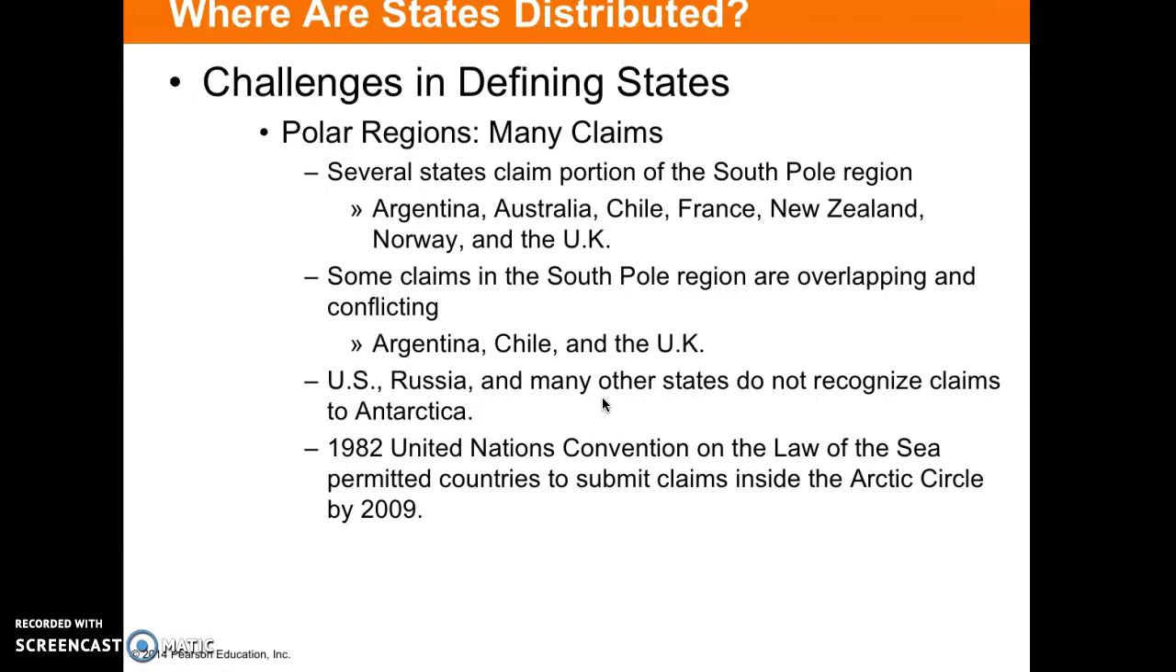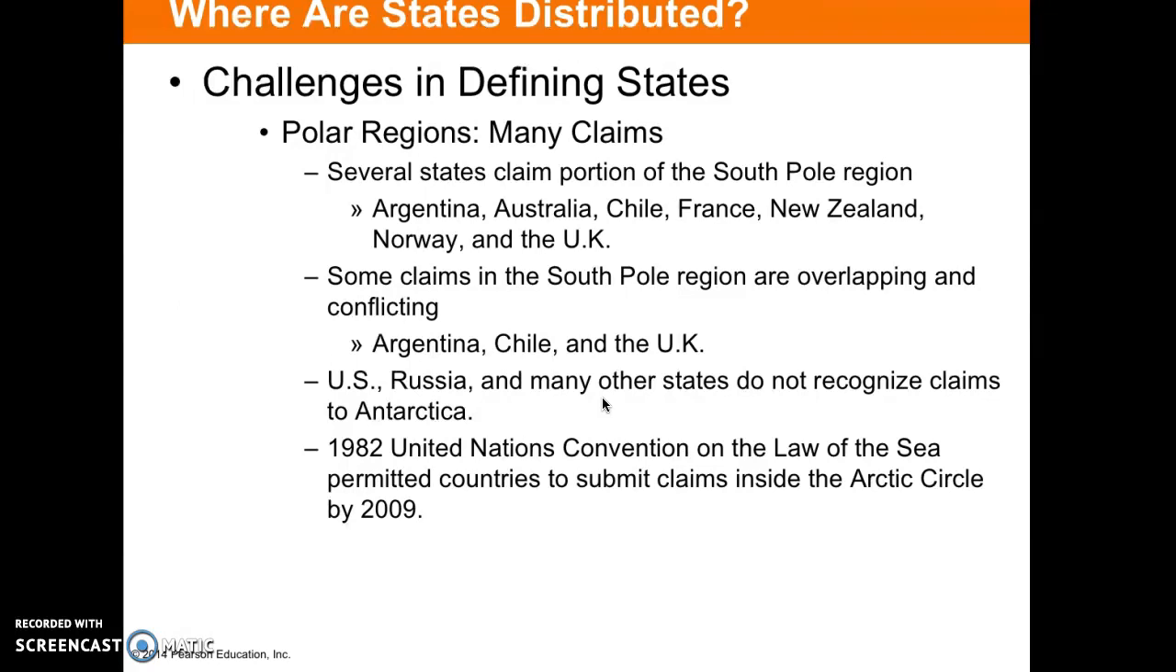So who claims the South Pole? Who claims the North Pole? The United States and Russia don't recognize any claims made to Antarctica. And in fact, in 1982, the United Nations Convention on the Law of the Sea permitted countries to submit claims inside the Arctic Circle by 2009. So that's a disputed area.